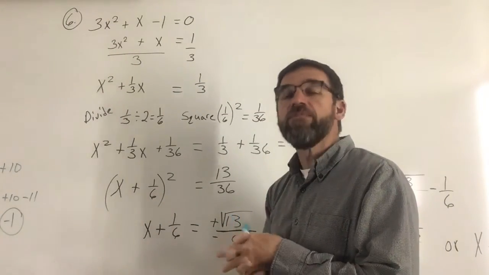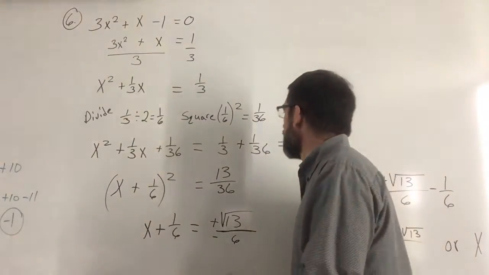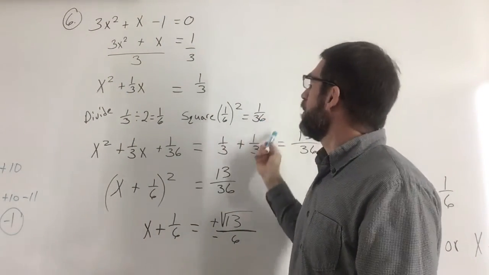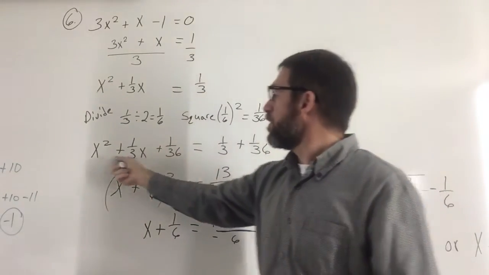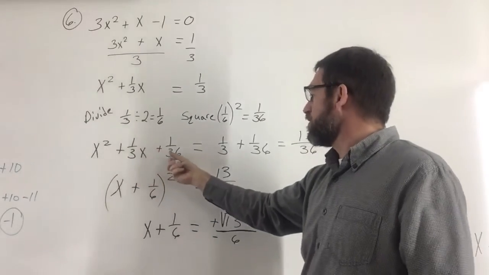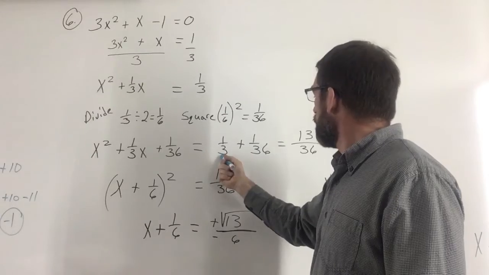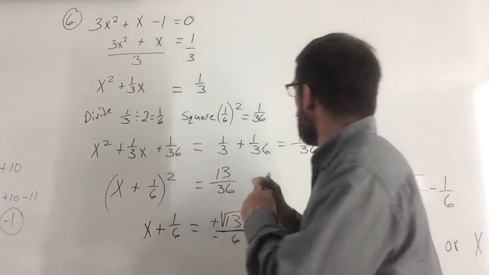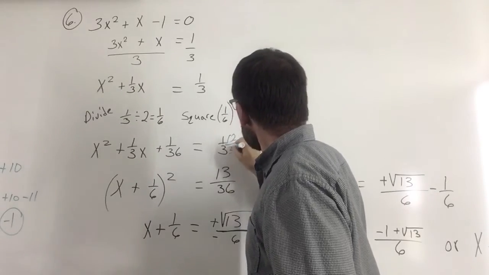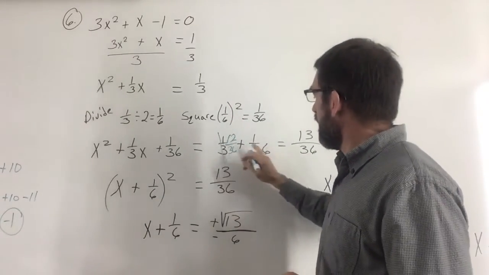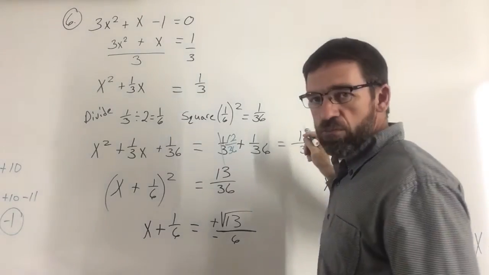1 times 1 is 1, and 6 times 6 is 36, exactly. 1 over 36. Now I add 1/36 to both sides. I add 1/36 here, so that makes me x squared plus 1/3 x plus 1 over 36. And then I have to add 1/36 to the other side, which I made an improper fraction, which would be 12 over 36, okay? Crossed out the 1/3, then I can add it, so that makes me 13/36. Pretty simple, right?